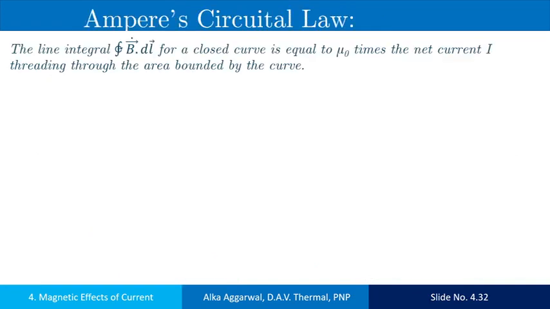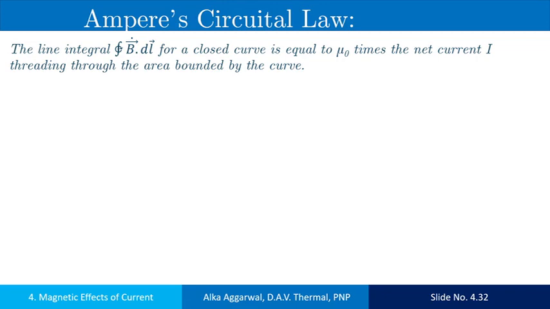Now the next topic is Ampere's circuital law. Ampere's circuital law is another law which is used to find the magnitude of the magnetic field due to current carrying loops, and here we are applying it to the straight conductor, the solenoid and the toroid.